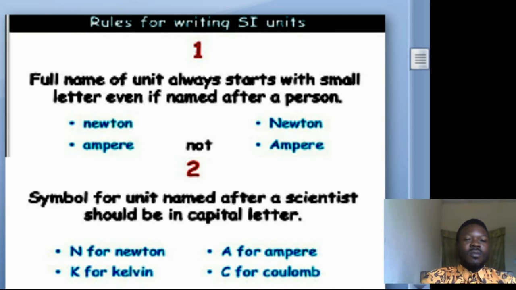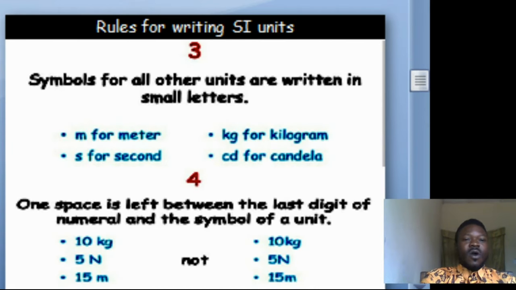You don't use small letters for the names of scientists when writing, when abbreviating, or when using the symbol for units. For all other units, if it is not named after a scientist, you use a small letter, like small m for meter, small kg for kilogram, small s for second, small cd for candela.